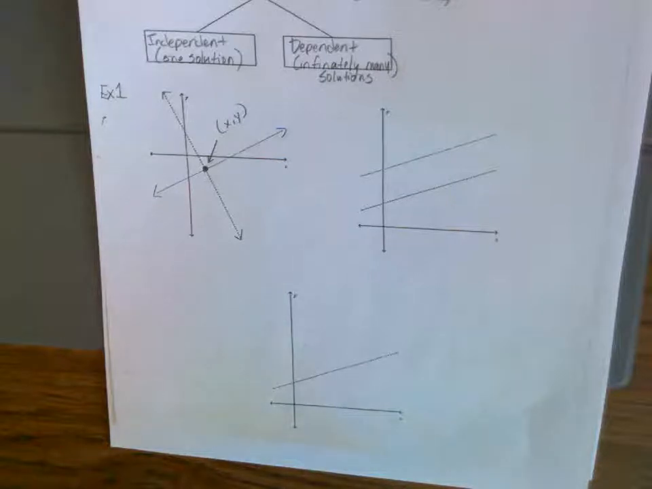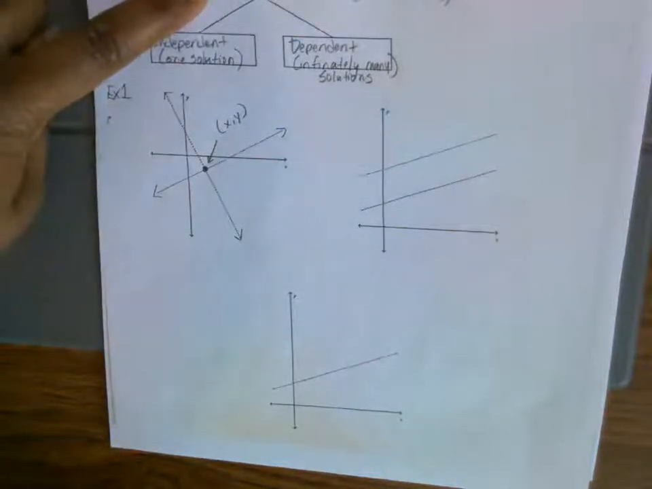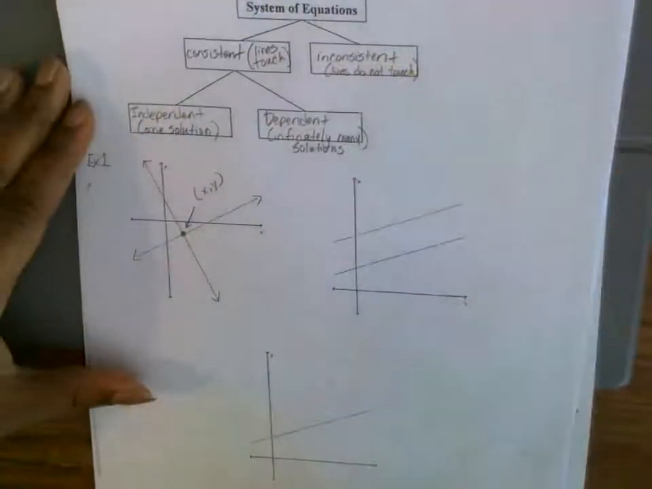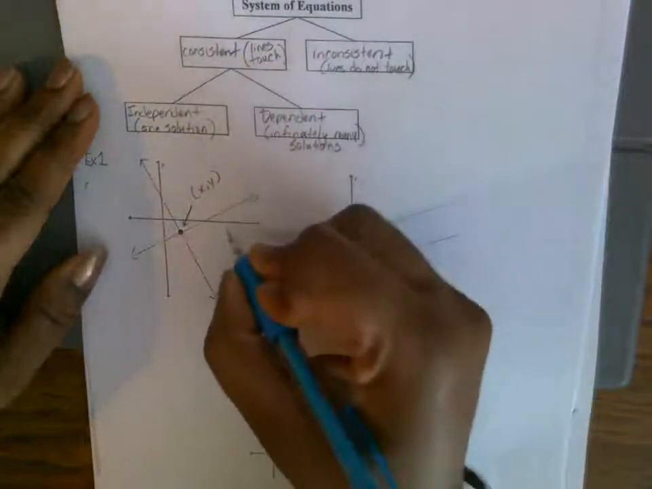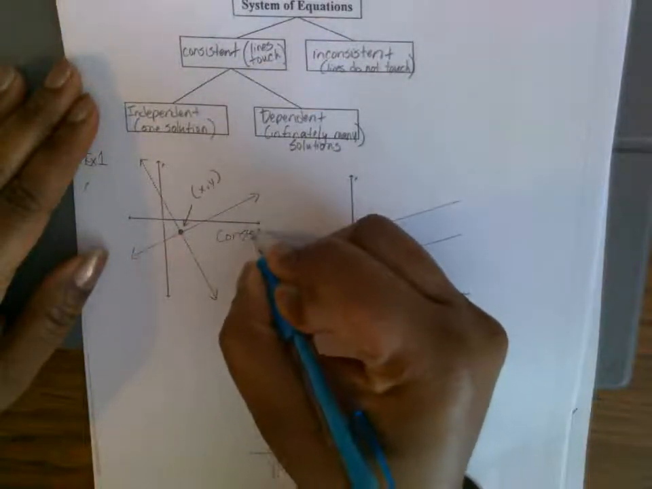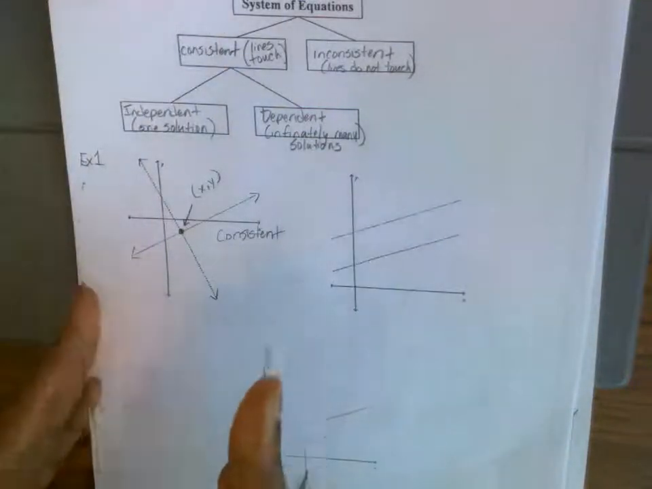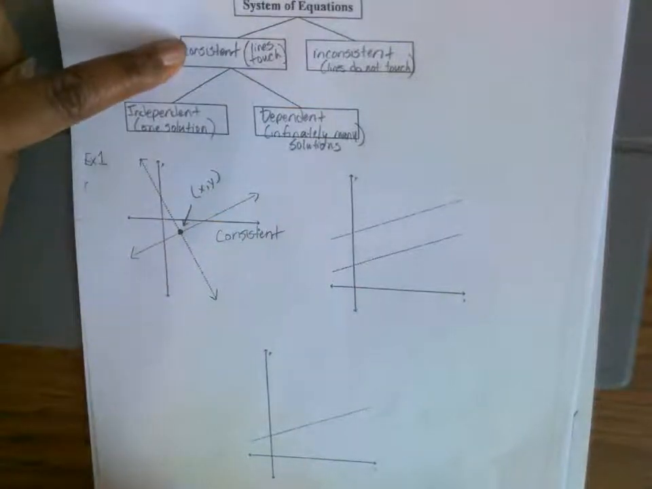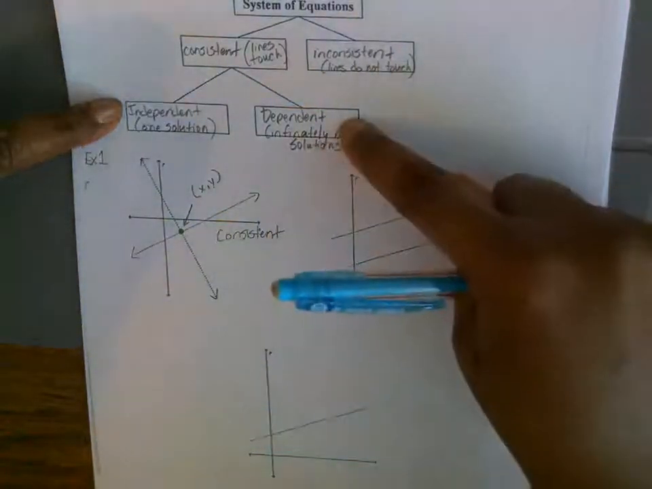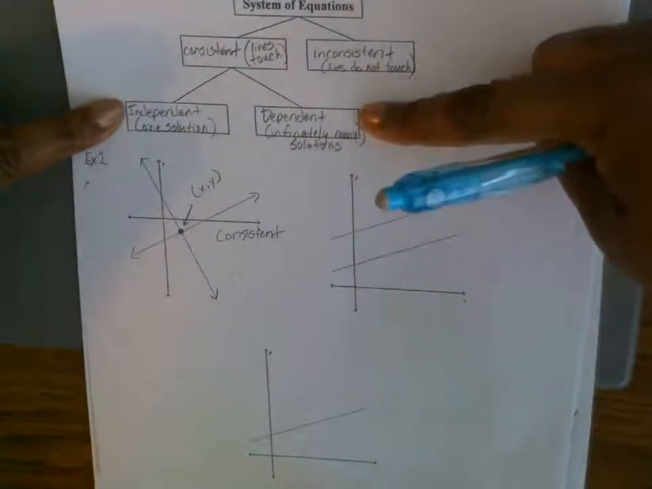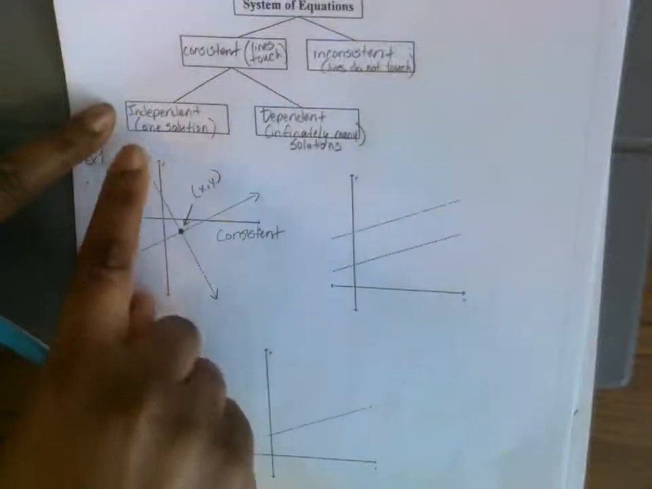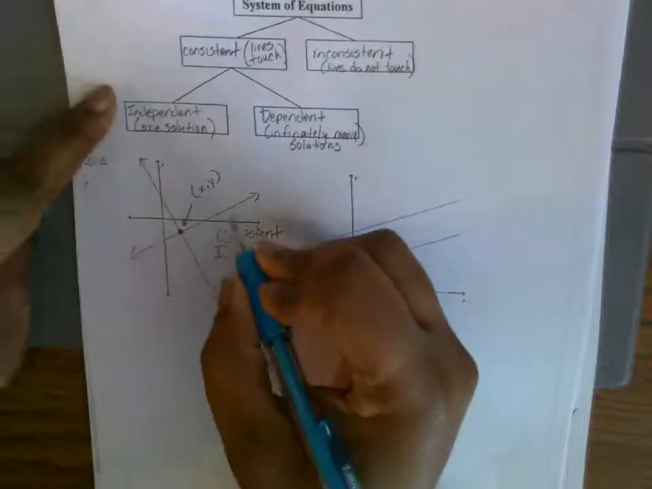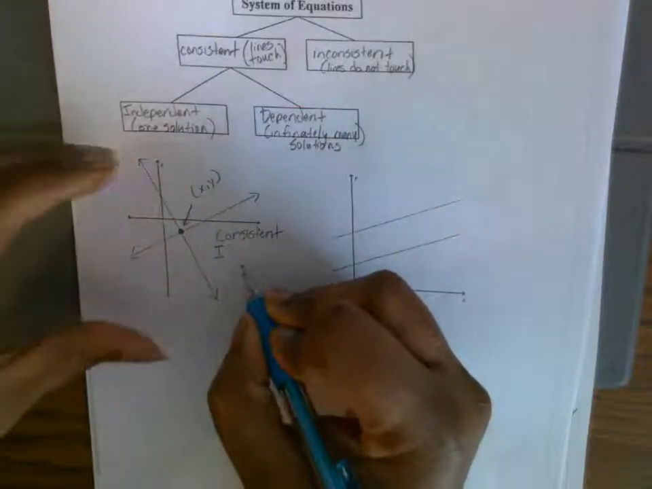Okay? Because they touch, are they consistent or are they inconsistent? Anybody know? Is it consistent or inconsistent? Very good. It is consistent. Excellent. Okay? And these are descriptive words. Since it is consistent, is it going to be independent or dependent? It's independent because it only shares one point. There's one solution. So these are the two vocabulary words that we use to describe this system.